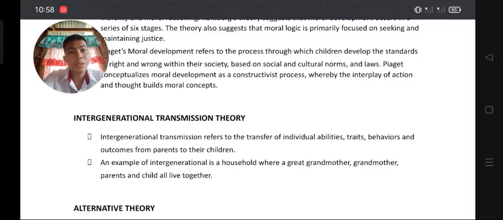Intergenerational transmission theory. Intergenerational transmission refers to the transfer of individual abilities, traits, behaviors, and outcomes from parents to their children. An example of intergenerational transmission is a household where a great-grandmother, grandmother, parents, and the child all live together.